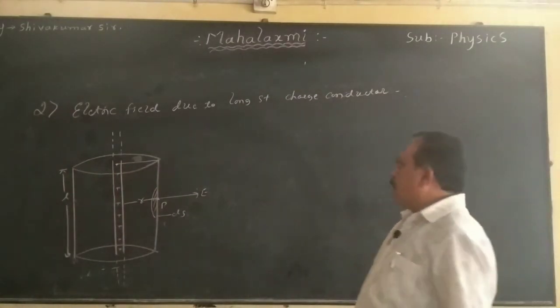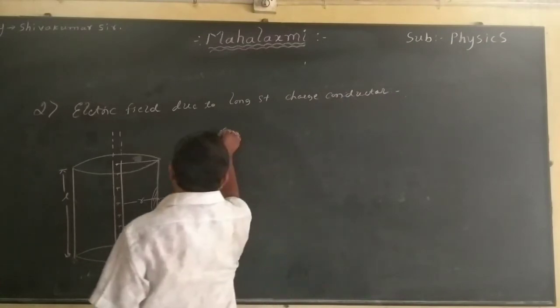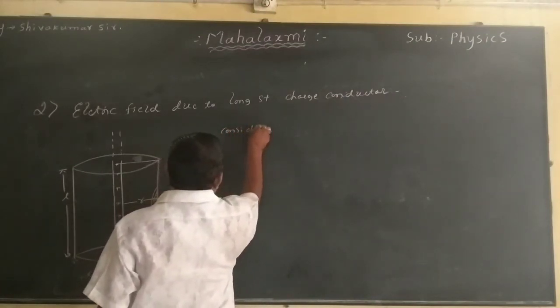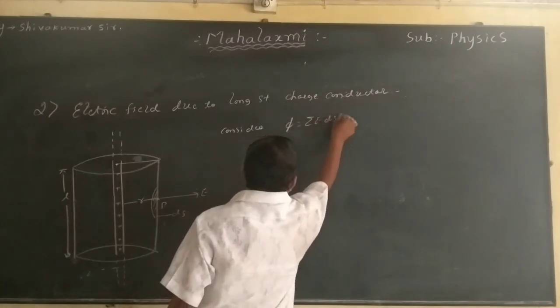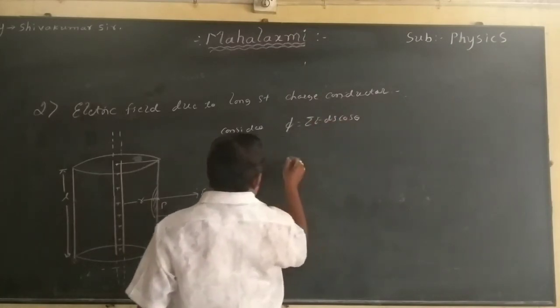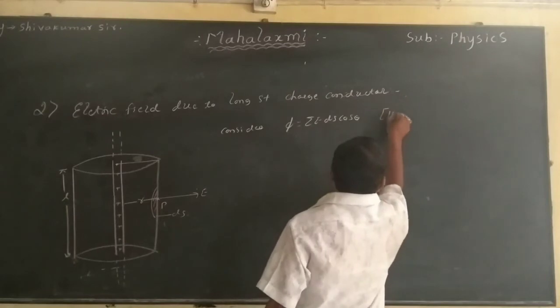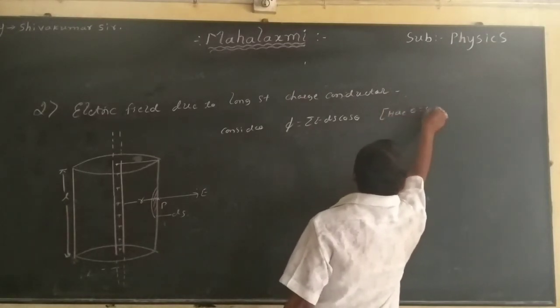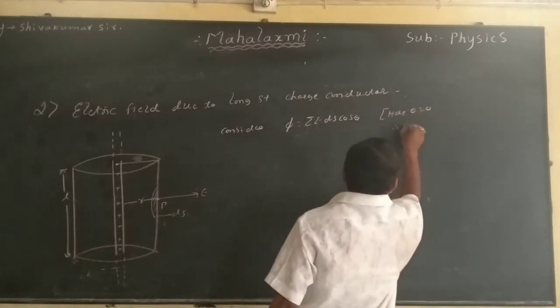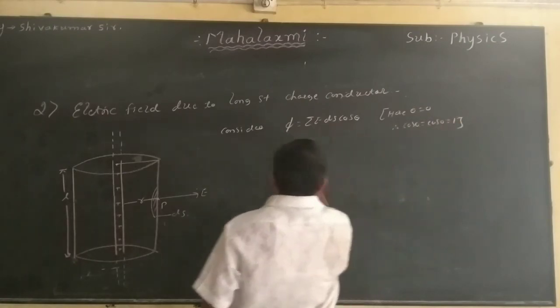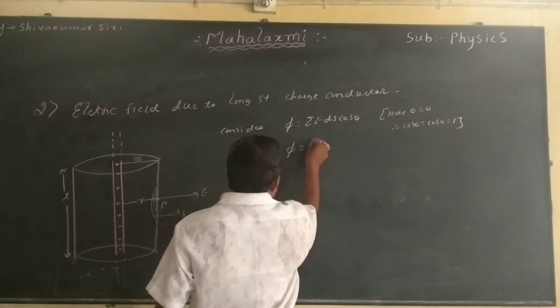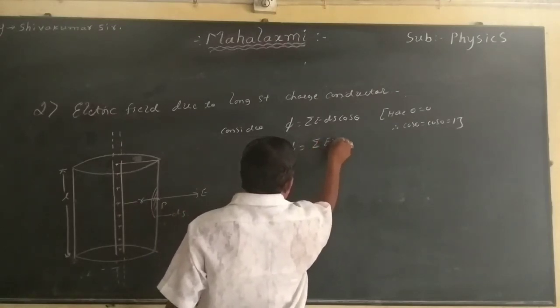Again I go for the basic equation. What is your basic equation? Phi equals sum of E ds cos theta. Shall I take it? Then theta equals 0. Here theta equals 0, therefore cos theta equals cos 0 equals how much? 1. Then I come directly to phi equals sum of E ds.